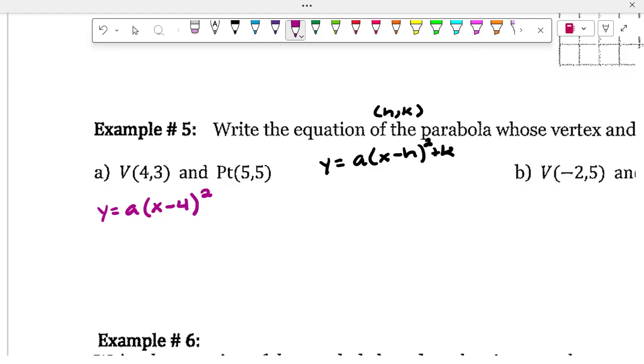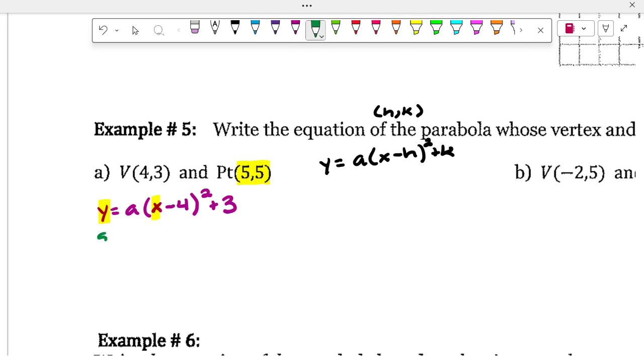Then, what's my k value? 3. So it'd be plus 3 or minus 3? Plus 3. That's the sign that you keep. Now, I'm not done because I still got to find my a value. How do you think I can use the other point that they gave me to find my a value? Right, just plug them in for x and y. Plug it in for both of these, solve for a.